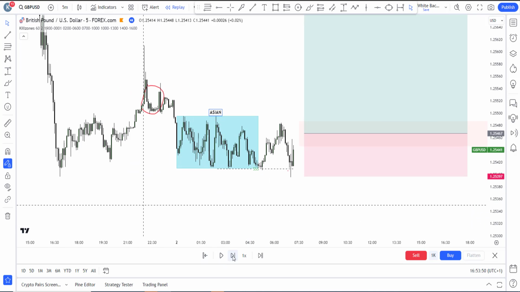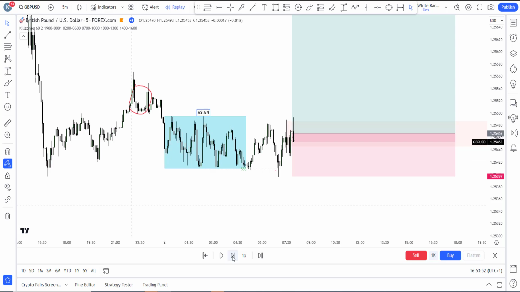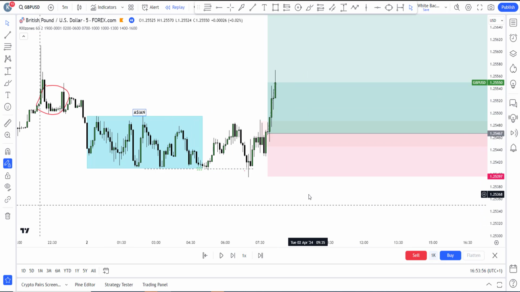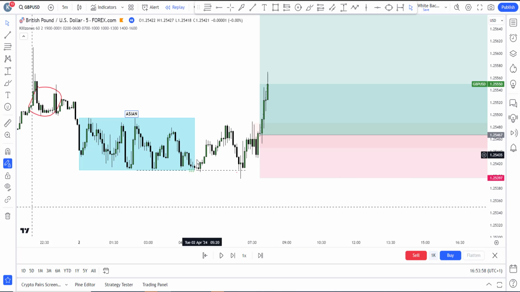So I was watching it. I said, okay, this is it. Price had this. Look at this. Please look at this carefully, guys. Price swept liquidity here, right here, pushing up, retracing, boom.